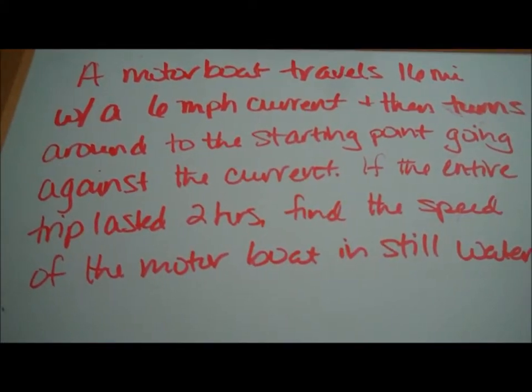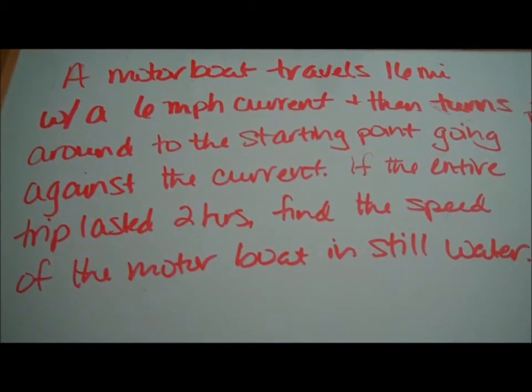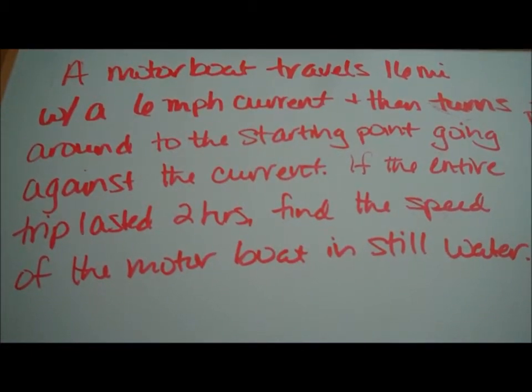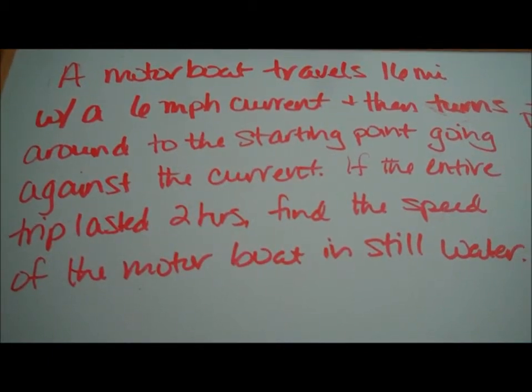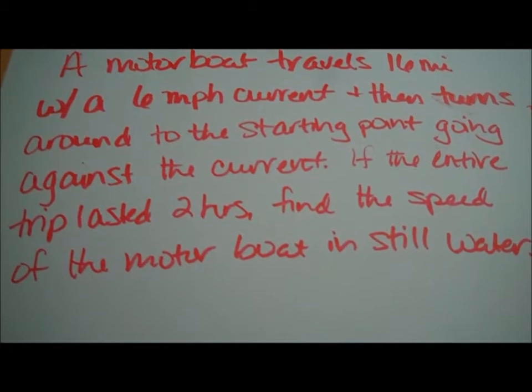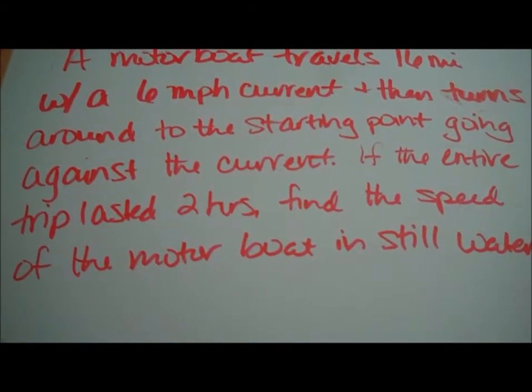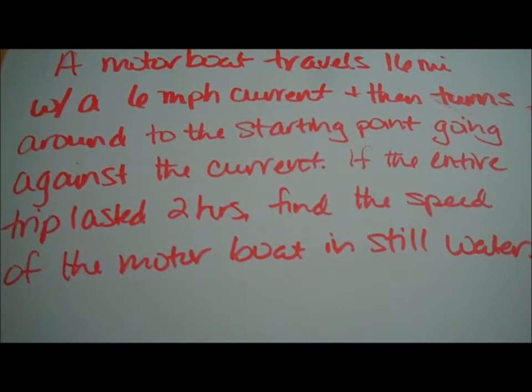Okay, you gotta throw in an application problem, a word problem. I know how you guys love these. So a motorboat travels 16 miles with a 6 mph current and then turns around to the starting point going against the current. If the entire trip lasted 2 hours, find the speed of the motorboat in still water.